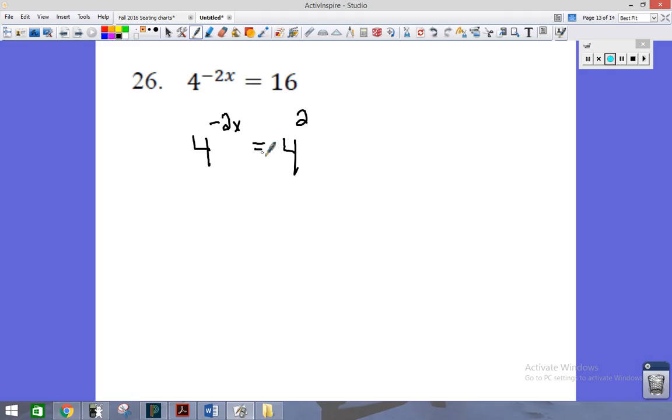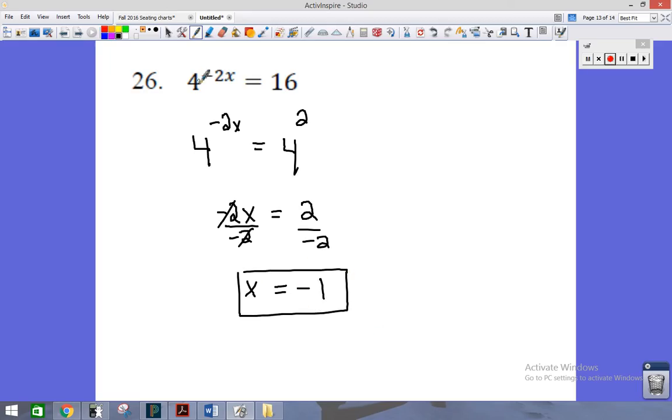So this equation says that these two numbers are equal to each other. And I can see the bases are equal to each other, so the exponents have to be equal to each other. This negative 2 times some number x, I'm trying to figure out what that number is. When you multiply these numbers together, you get a positive 2. Well, to undo this multiplication, I'm going to divide both sides of this equation by negative 2. Negative 2 divided by negative 2 is just 1. And a positive 2 divided by a negative 2 is negative 1. And there's my answer.